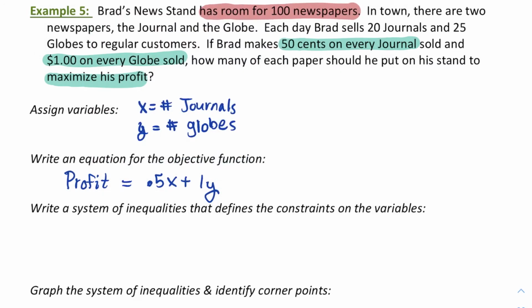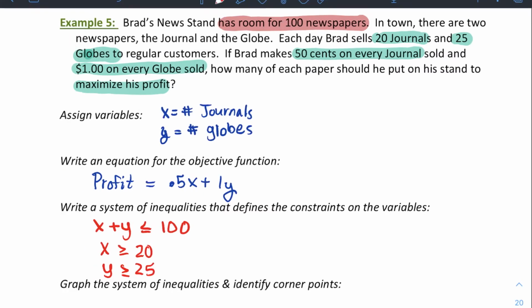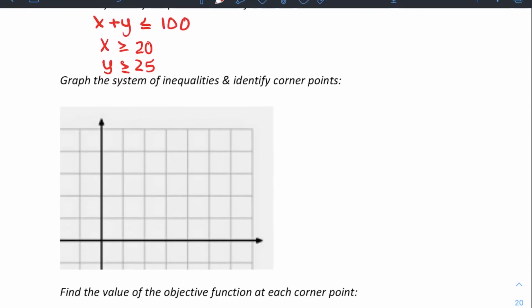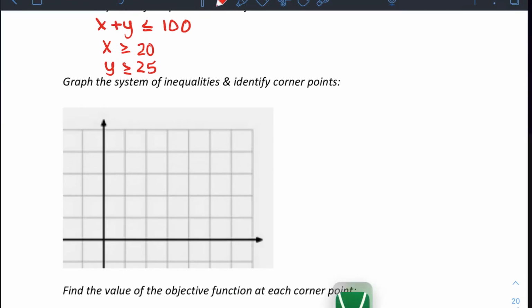Now I've got some restrictions. He can only fit 100 newspapers on his newsstands. So my constraints on my variables, one of them is if I add the number of journals and globes together, that value has to be less than or equal to 100. And then he also is guaranteed to sell 20 journals and 25 globes to regular customers. So it would be smart if he had in stock at least 20 journals and 25 globes because he knows he's going to sell them, and people might get upset if they don't have their paper available.